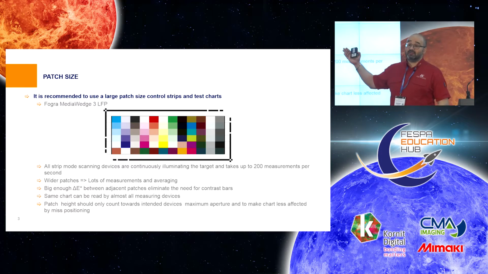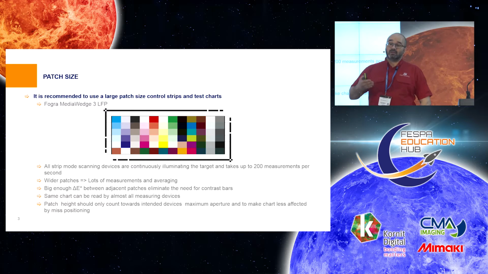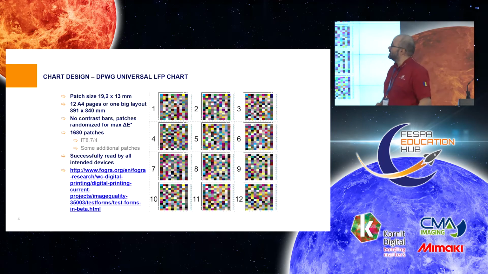Basically, the concept is that for large format printing in general, it's recommended to use larger patches for scanning. A good example is this chart, which was built with the support of the Digital Printing Working Group. This is a technical committee that is hosted by Fogra. And the concept was to apply the same knowledge that we use to create the Fogra media wedge for large format printing, to create a universal large format printing chart.